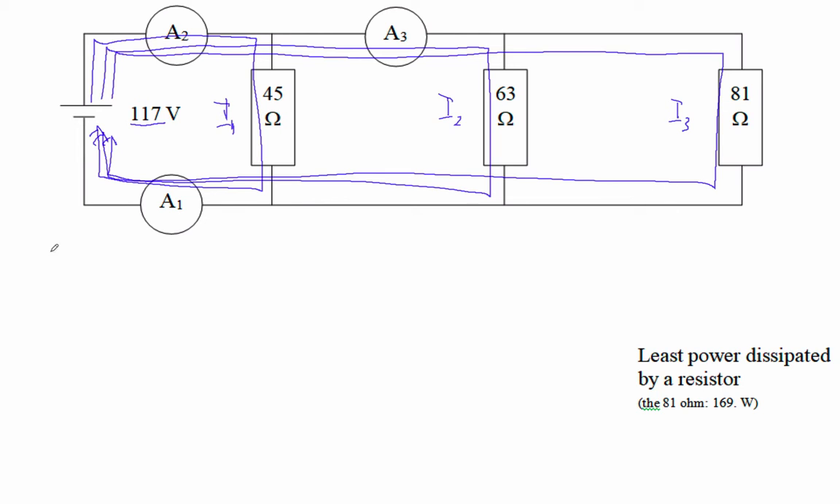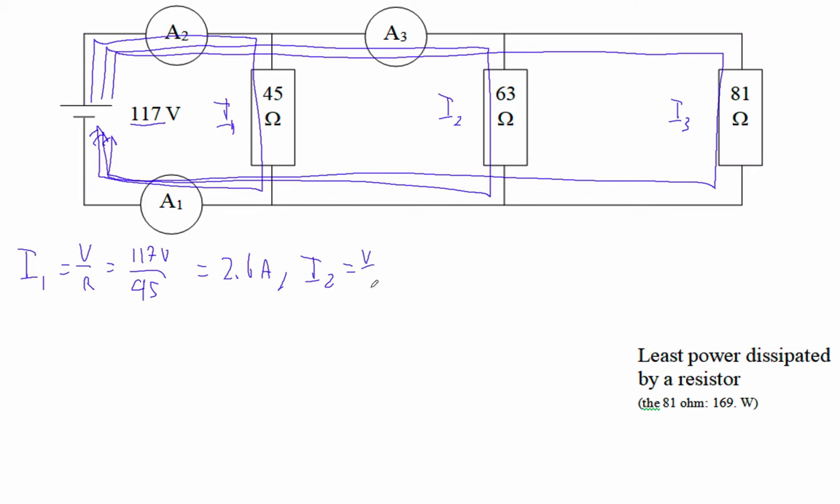Okay, let's see. So let's figure out these currents. I1 is V over R, and the voltage is 117 volts, and the only resistance in the path of I1 is 45 ohms. Right, the ammeters have 0 resistance, so they don't count. Divided by 45. And this comes out even to 2.6. Does it really?